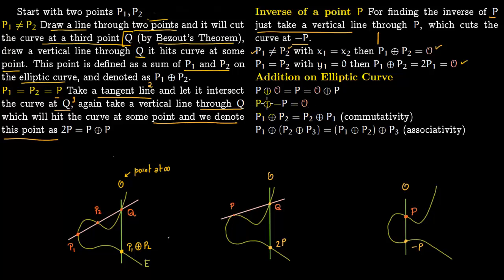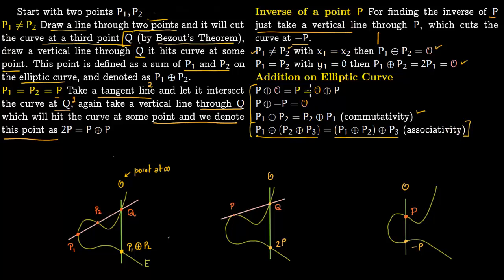The sum of a point and its negative is the point at infinity, as you can see here. So P1 plus P2 is P2 plus P1, which is commutativity. All these are easy to check using our procedure. The associativity law is difficult and quite tedious, and you can see its proof in the book by Silverman, The Arithmetic of Elliptic Curves.